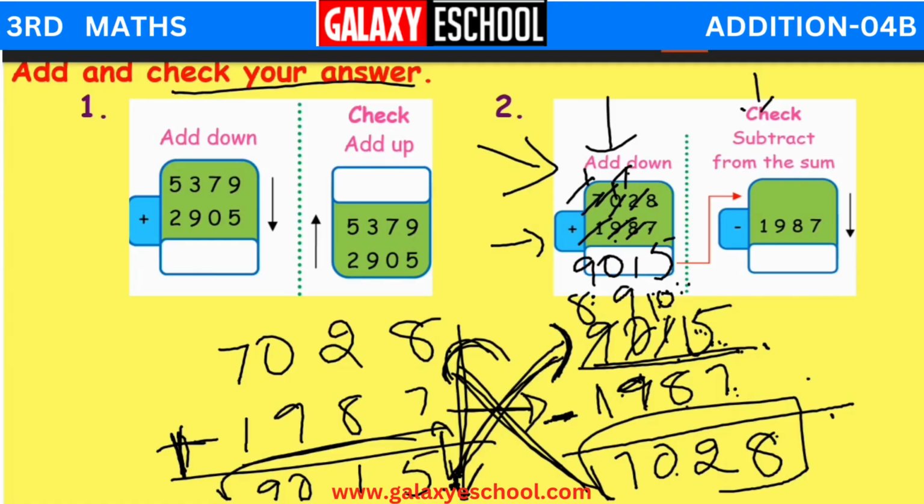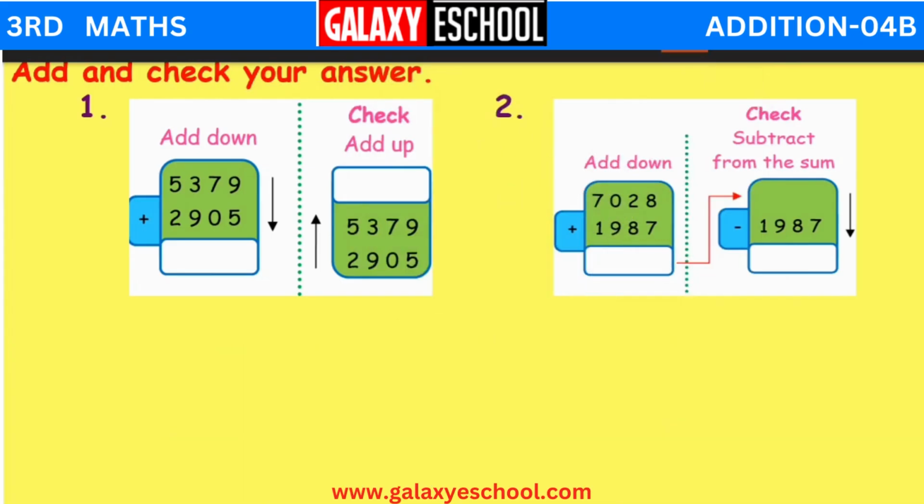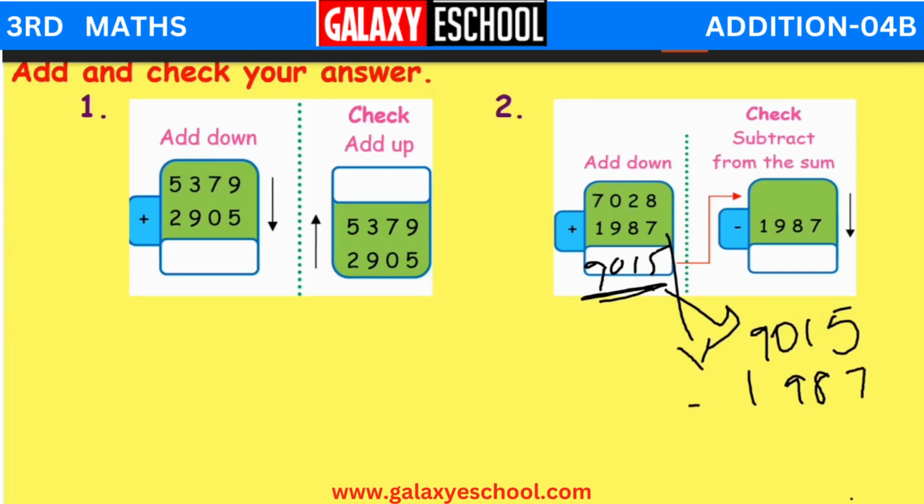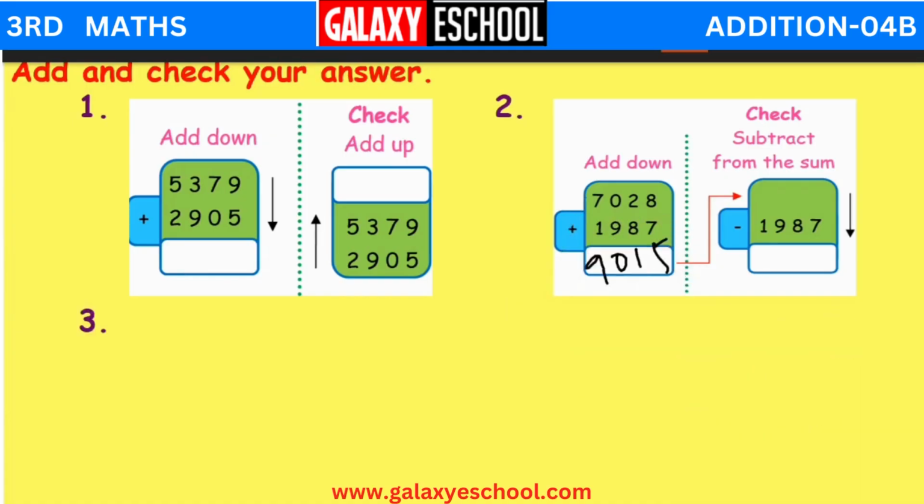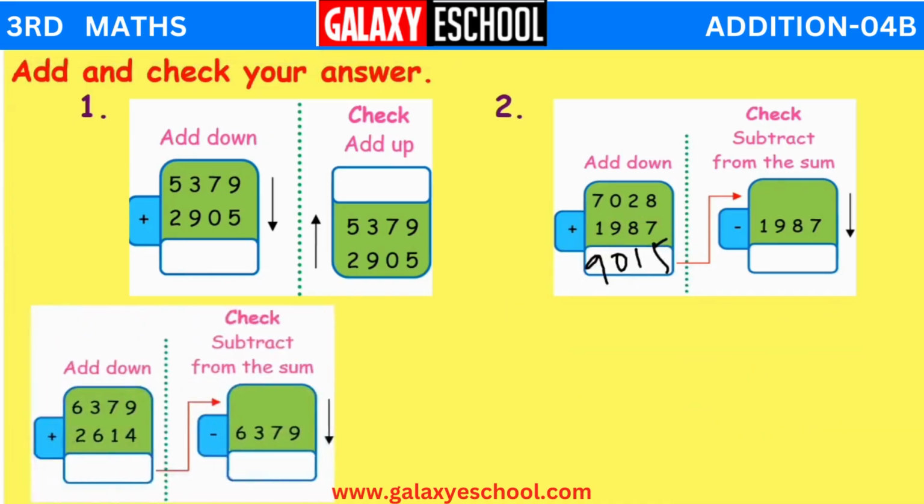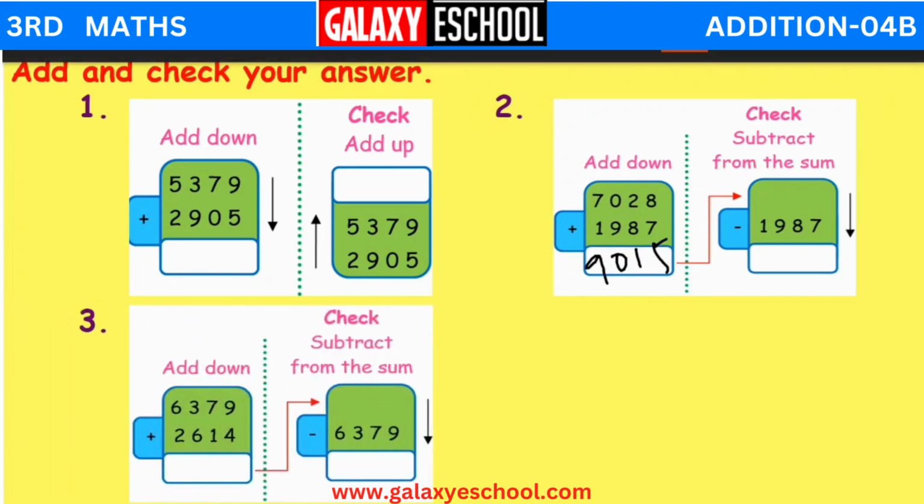What should we do? We'll get an answer, right? We'll get this answer. I think we got 9015. So what should we do? We should write this last number first, that is 9015. Then we have 1987. We should subtract. When we subtract, we should get the first number, that is 7028. If we get that, then the answer we got here is the correct answer. Yes, children, was that clear? Okay, we'll look at another example so that you can understand it more clearly.